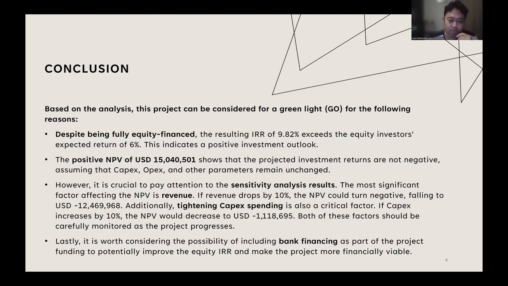But we need to pay attention to the sensitivity analysis results. The most significant factor affecting the NPV is revenue. If the revenue drops by 10%, the NPV could turn negative, falling to minus 12.4 million USD. Another critical factor is capex spending. If capex increases by 10%, the NPV would fall to minus 1.1 million US dollars. So both these factors should be carefully monitored as the project progresses.